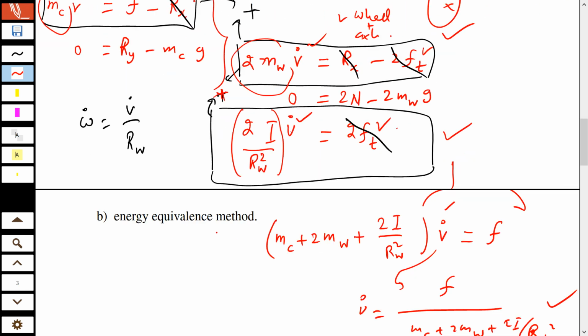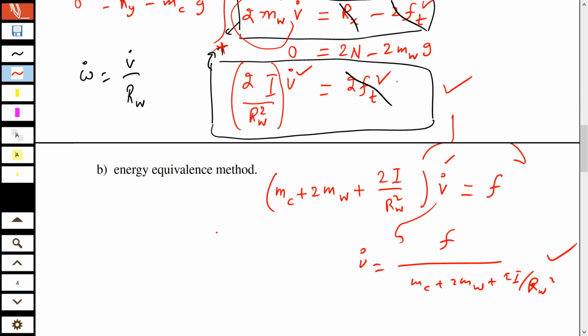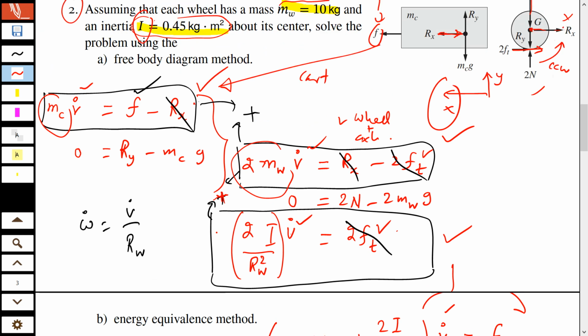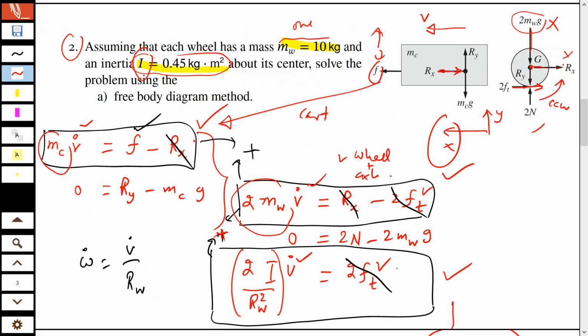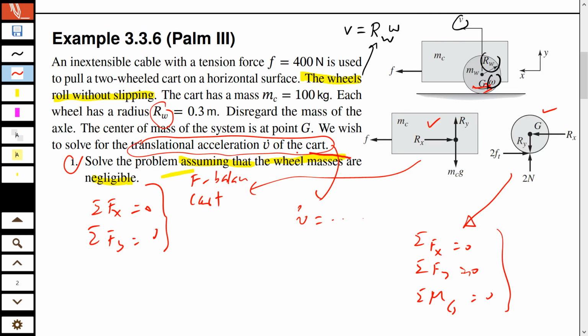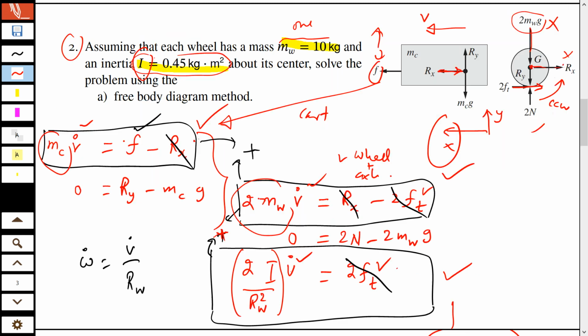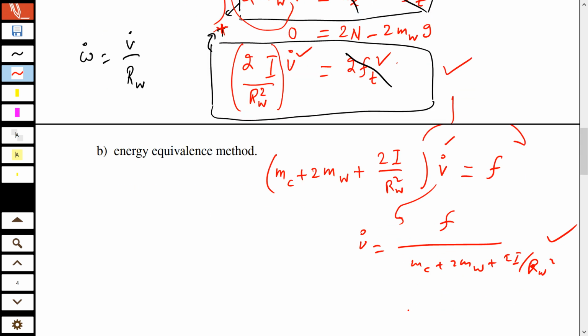Do you have any question in this one? It was pretty easy. The only difference between this one and the previous one is this assumption. Because the mass was negligible there, the inertia was negligible, you had a much simpler calculation. Here, you had to be a bit clever to get rid of all these intermediate variables.